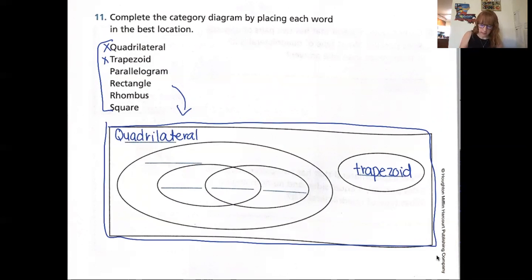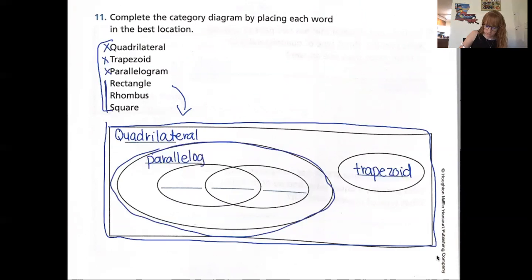Now, a parallelogram is the next biggest category. So if we look here, inside this circle is our next biggest category. So we're going to put parallelogram here because we have the rest of these that fit inside a parallelogram definition. So then we have two things and then one thing that has common attributes from both of those items.